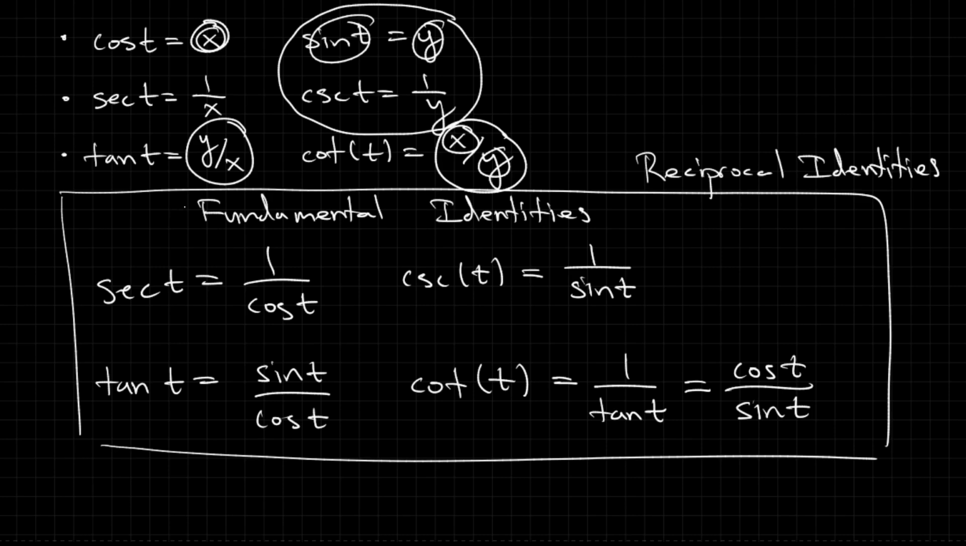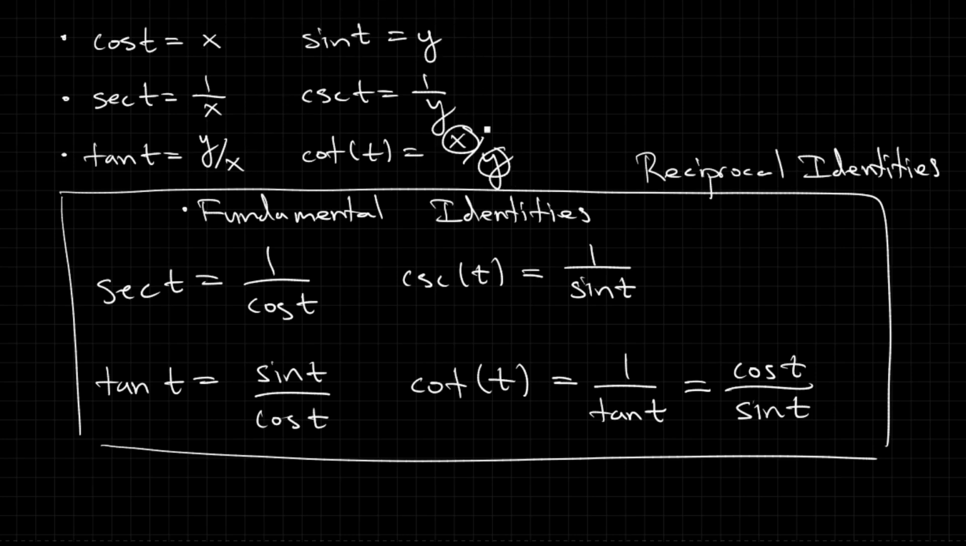And by their name, the fundamental identities, you can probably guess that they're pretty important. They're also not too challenging to remember. If you remember the definitions of the sine and cosine and secant, cosecant, tangent, and cotan functions, then you can kind of see that one, such as the secant t function, is 1 over the cosine t function.